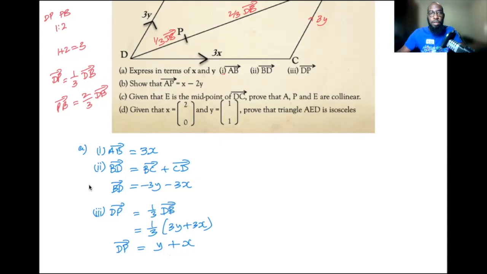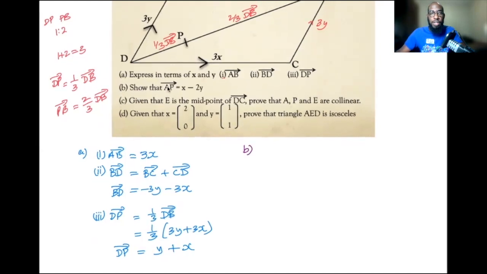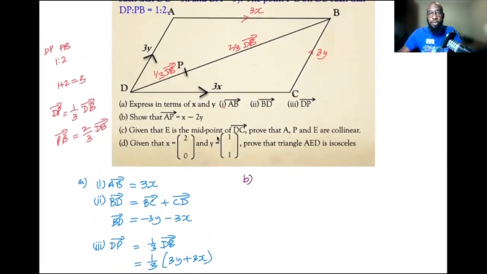Let's move on to part B. Part B tells us, show that AP is x minus 2y. Remember, we need a diagram in order to figure out what things are. So AP, we could either go this way or we can go this way. Keep it simple. Don't choose a long path, like starting from here and going around to reach here. Start from here, the shortest path. That is the wisest thing to do.